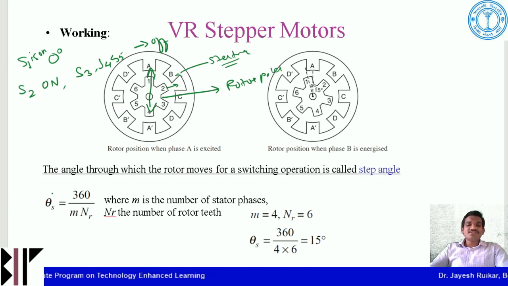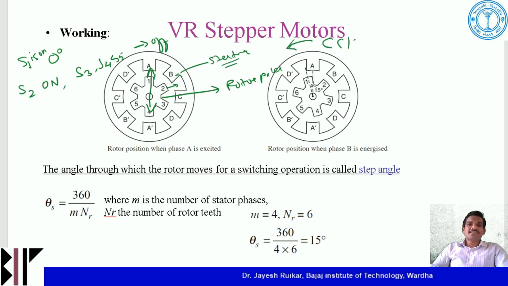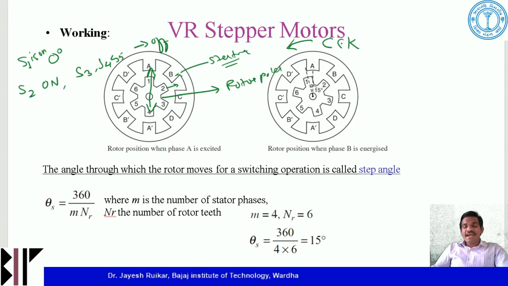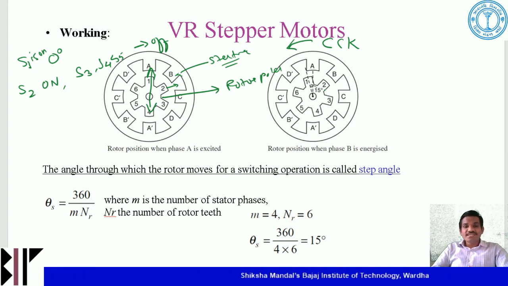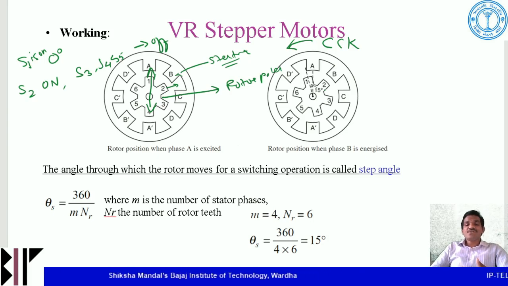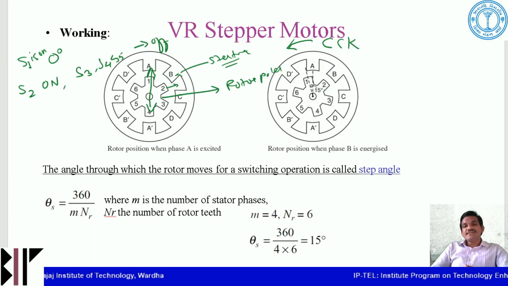It will move in the counterclockwise, or anti-clockwise, direction. How much it moves depends upon the number of rotor teeth and the number of stator phases. Initially it moves by a single step angle.